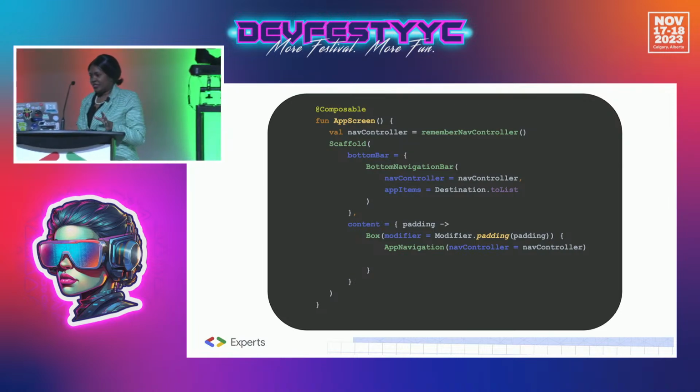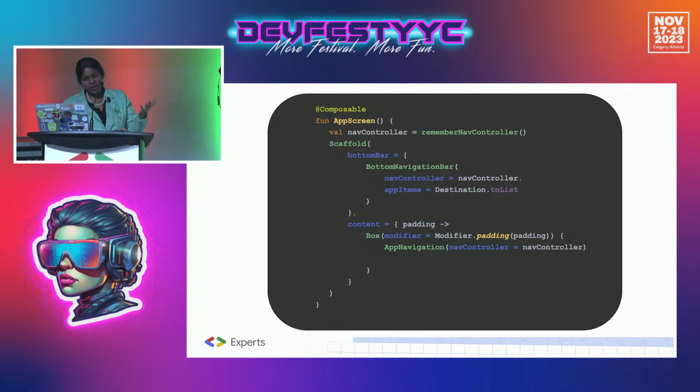So here, as you can see, what we do in this Scaffold, which is a composable function used to create a basic app layout structure, it typically includes a top bar, bottom bar, or other UI elements commonly found within the app. And in our case, we're just using two.